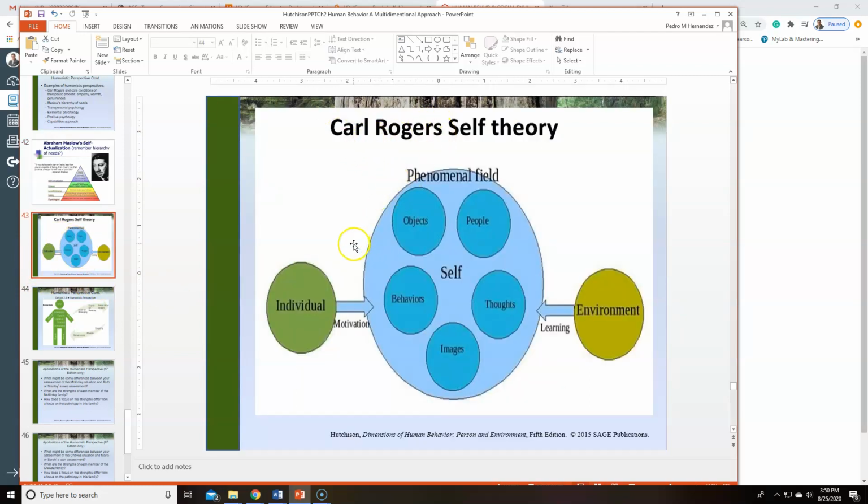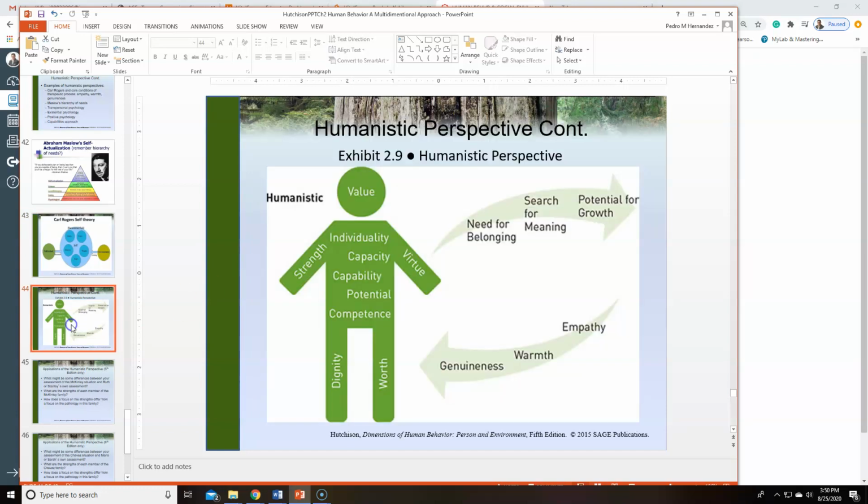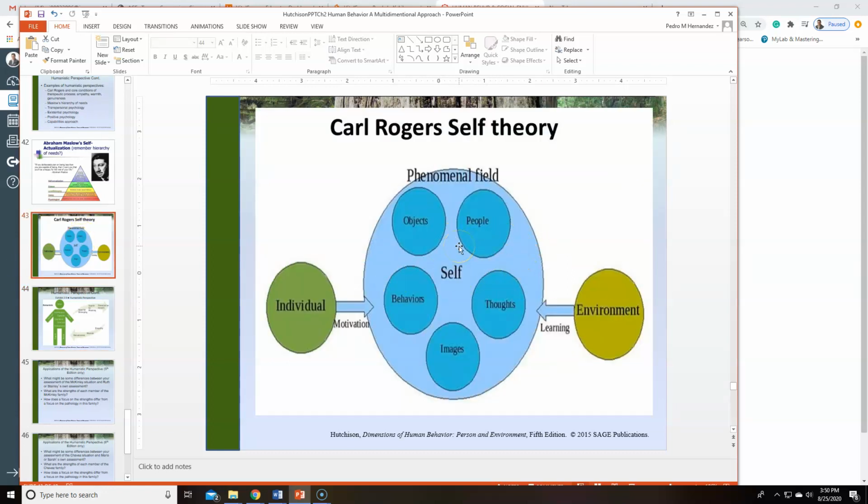Then Carl Rogers has some similarities. He states in his theory that this humanistic approach is growth promoting, meaning, like you see here, need for belonging, search for meaning, potential growth. I know this is not necessarily the best graph, but it's the one I found. It is genuine and also involves acceptance.